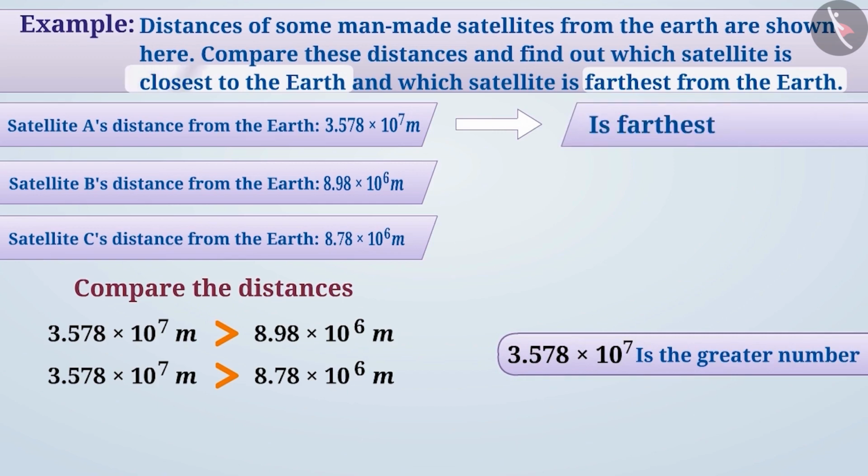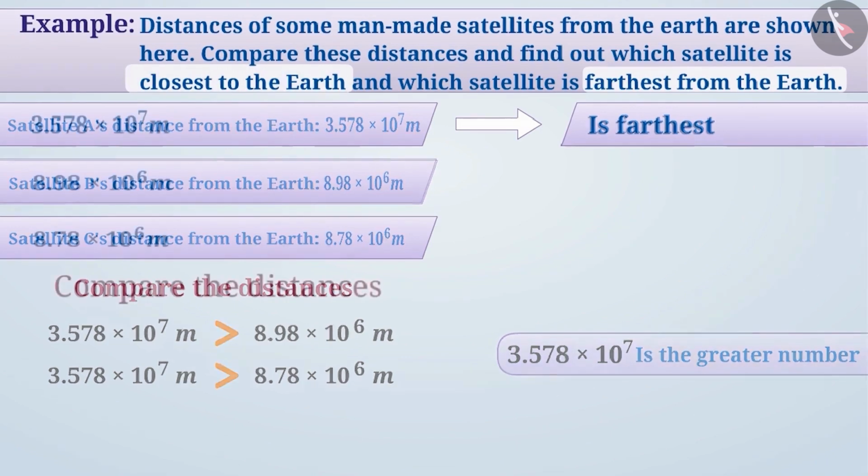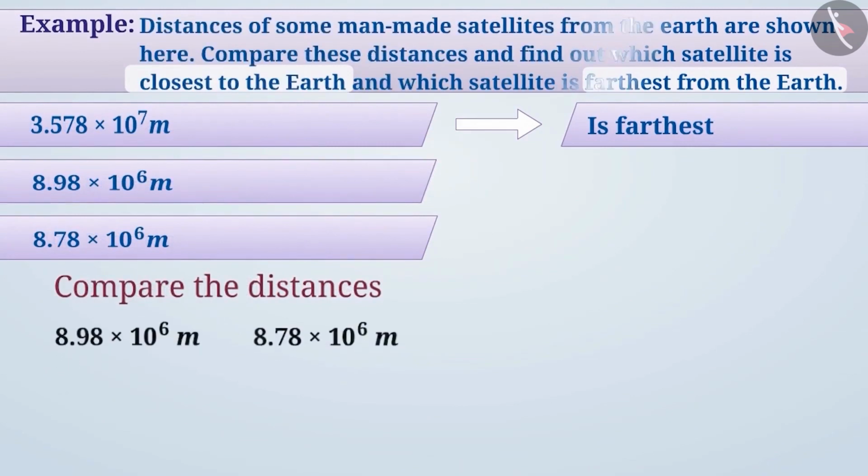Now let's find out which satellite is the closest to the Earth. For this, we will compare the two remaining distances, that is 8.98 into 10 to the power of 6 meters and 8.78 into 10 to the power of 6 meters, and find out which is the smallest number.